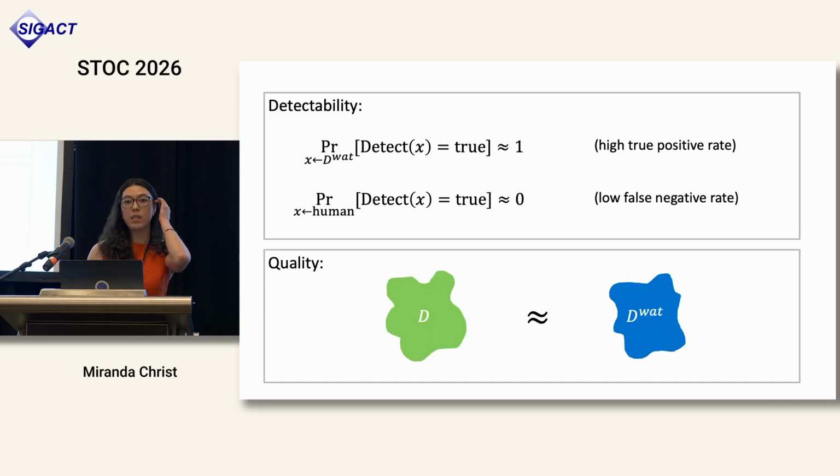And the other guarantee we want from our watermarking scheme is that it preserves the quality of the model. In practice, this model is something that we worked very hard to train, and so we don't want to make the essays lower quality by introducing a watermark. Ideally, the distribution of watermarked essays should be very close to the distribution of unwatermarked essays.